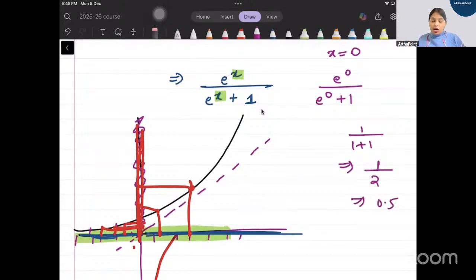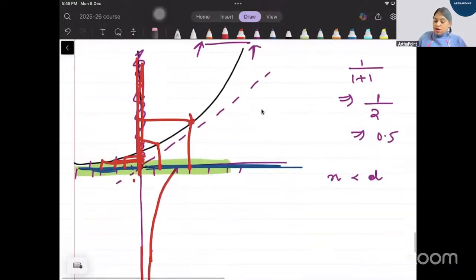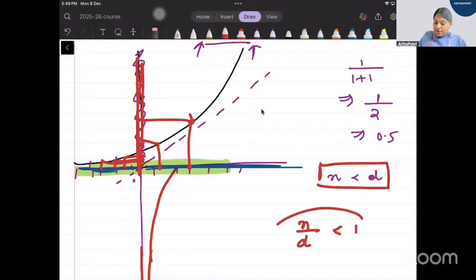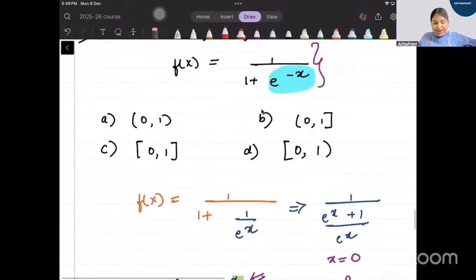It will always be a fraction. Why will it always be a fraction? Because in the denominator, whatever answer you get, you add 1 to it. So the numerator is always less than the denominator. Numerator is e to the power x. Denominator is e to the power x plus 1. So numerator by denominator is always less than 1. Right? Now, we have understood that. The question that remains is, can it be 0 or can it be 1? That means, will 0 and 1 be included or not? That is what you have to ask.